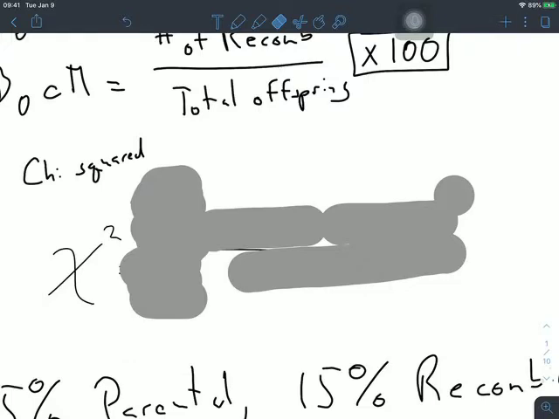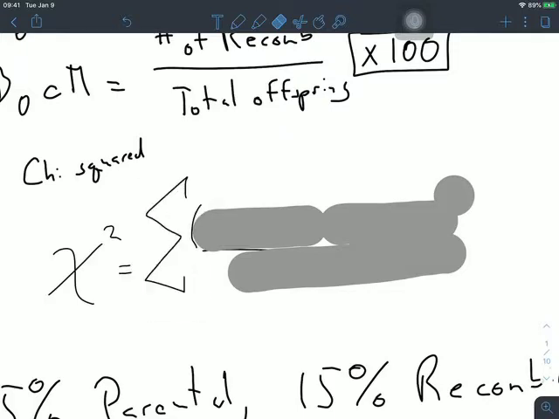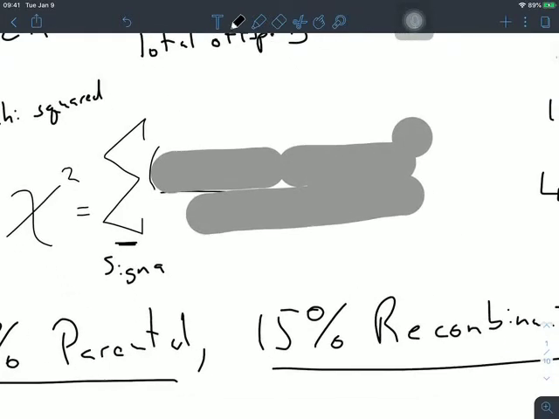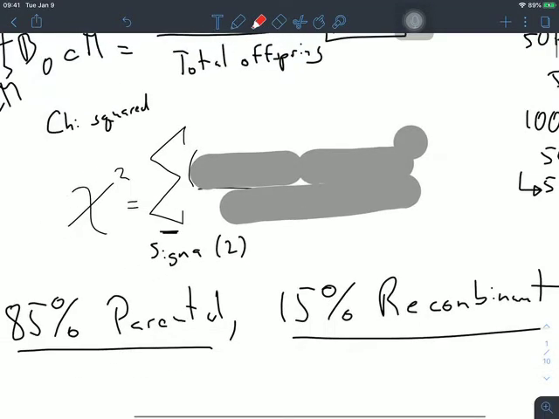Our chi squared statistic is calculated by taking a sum. This is the Greek symbol sigma, which literally just means add up all of the things. And in our cases, our two things, we're always going to have two here, and they will be either the number of parental types or the number of recombinant types.